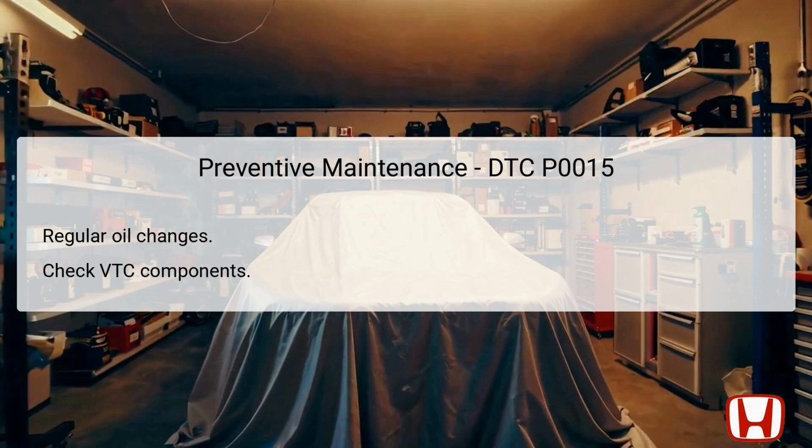Preventive maintenance is key to ensuring the long-term functionality of the VTC system and preventing DTC P0015 from reoccurring. One important routine is regular oil changes. Using high-quality oil ensures that the VTC system is adequately lubricated, thereby minimizing wear and tear on components like the solenoid and actuator. Check the oil filter regularly and replace it to prevent debris from entering the VTC system.